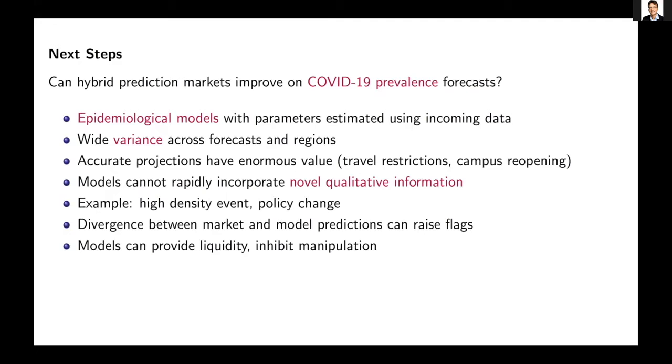The models can incorporate a lot of information, but they cannot incorporate novel qualitative information in the way that prediction markets can. For example, if there's a campaign rally scheduled, a high-density event, a sporting event scheduled in a particular location, or a governor changes their policy with regard to mask use, and so on. These things can be incorporated into market prices well before they actually enter into the underlying data that can be used to adjust the model.